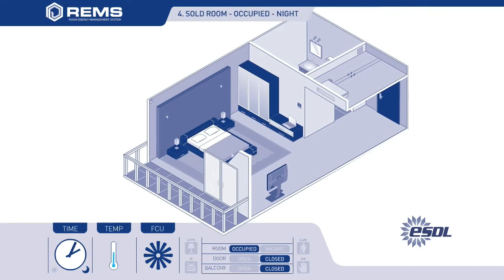In scenario 4, the night mode, REMS is programmed to override the temperature settings selected by the guest, which in warm climates is often set at the lowest possible temperature. At a programmed point late during the night, REMS will maintain a stable room temperature of 22 to 23 degrees Celsius, which is comfortable for a guest to sleep in, as a body at rest needs significantly less cooling.